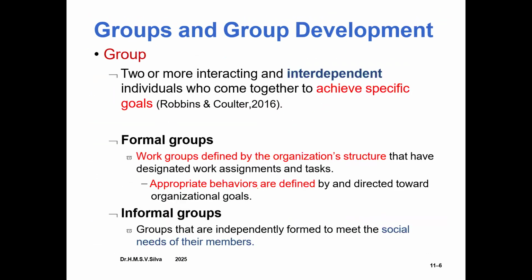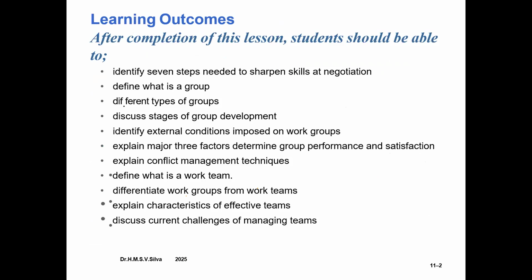I believe that you understood the difference between group and team. So we initially identified 7 steps for sharpening your negotiation skill. Define what is a group. We identified different types of groups such as formal, informal, command, cross-functional, task group, and discussed the 5 stages of group development, like forming, storming, norming, performing, and adjourning, and identified external conditions imposed on a work group.